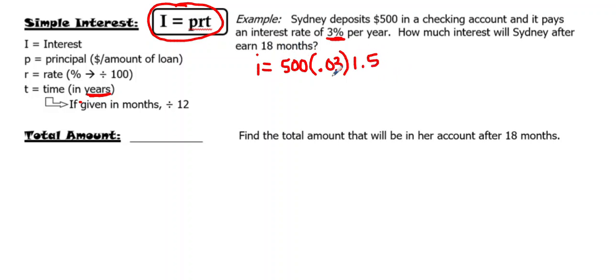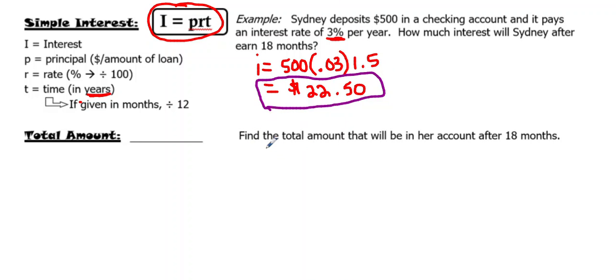So all you're going to do is plug this into your calculator, 500 times 0.03 times 1.5, and you get 22.5, but since we're doing money, we call that $22.50. But again, as a reminder, this amount right here is just the amount of interest.